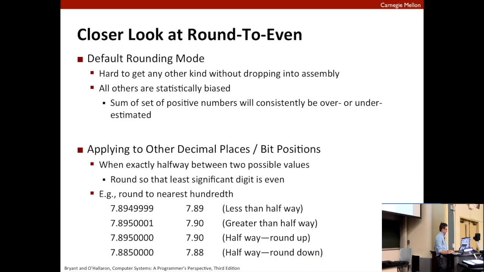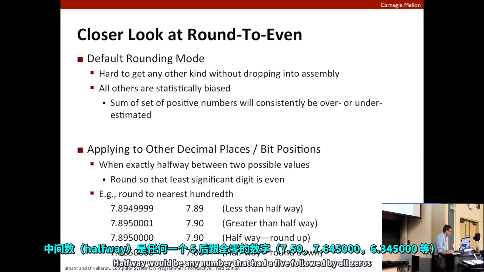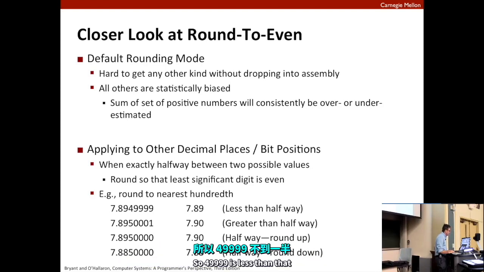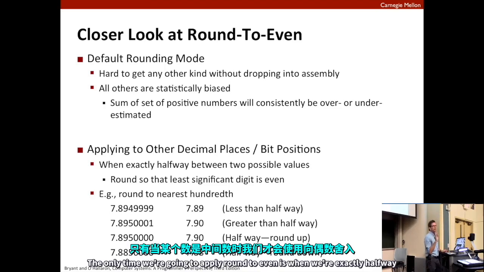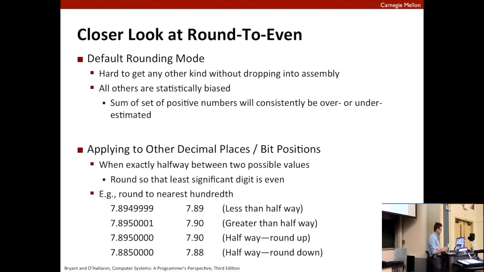So if we have a value 7.894999, that's less than halfway, right? Halfway would be any number that had a 5 followed by all zeros. So 4999 is less than that. So we would just round down to 7.89, even though 9 is odd. The only time we're going to apply round to even is when we're exactly halfway.